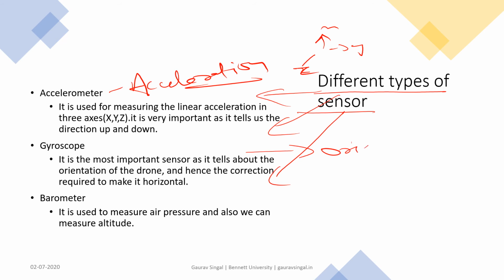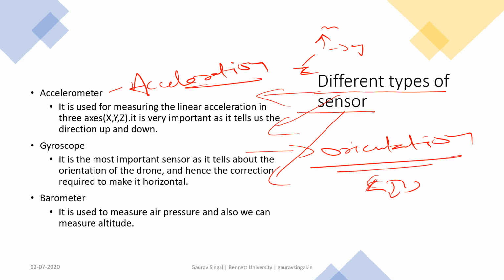And then the gyroscope is used for orientation of the drone, in which side it is laying down, maybe on the X side, maybe on the Y side, maybe on the Z side, which side it's slightly moving or the orientation is going. And then the last one is the barometer, for pressure. It can be used for checking the pressure on the drone, like if there is any air pressure from any side, then it can be identified with the help of the barometer. And we can also use the barometer to measure the altitude. We'll tell you more about that in the coming lectures.